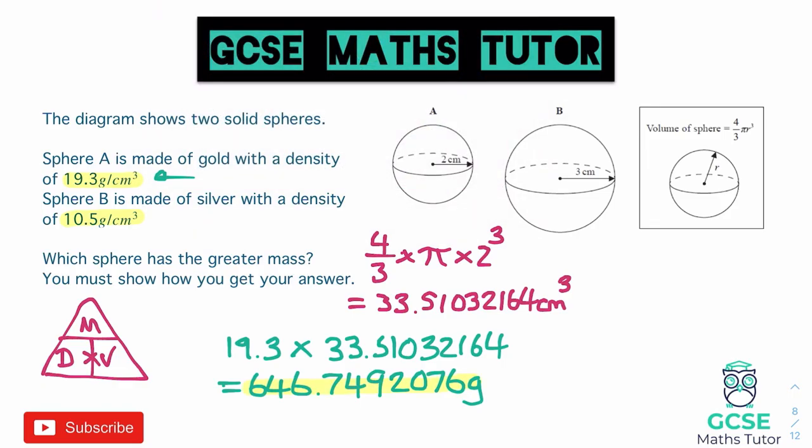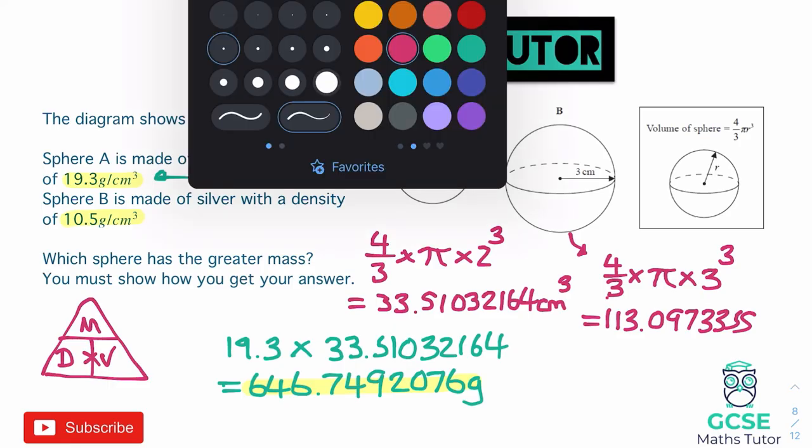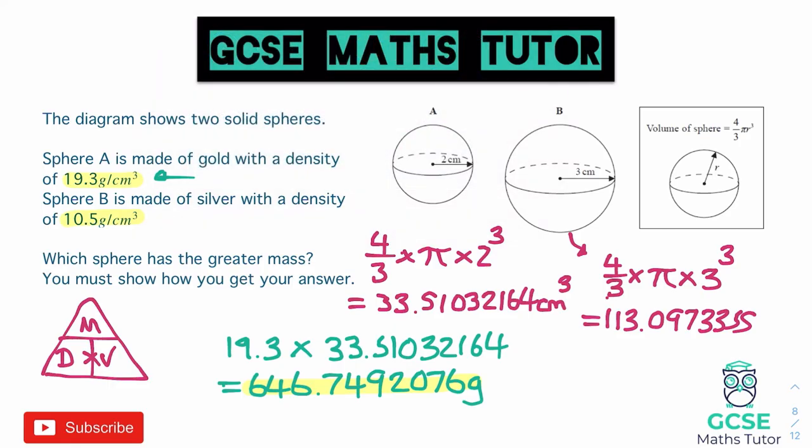So if we work out the volume of sphere B, that is 4/3 multiplied by pi, and the radius of this one is 3, so multiplied by 3 cubed. So again, I'm just going to type that in. So 4/3 times pi times 3 cubed. And that comes out as 113.0973355. And there we go, we just need to finish this off now. We will work out the mass of that then.